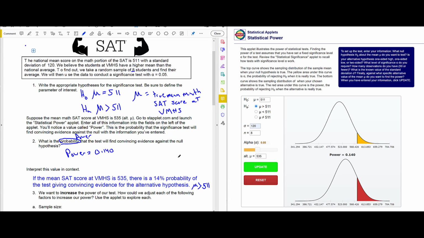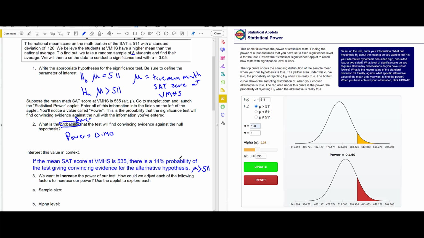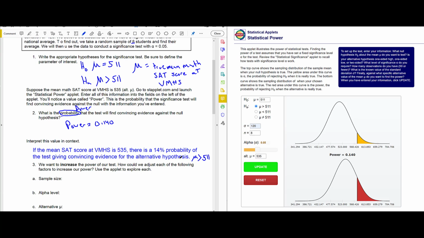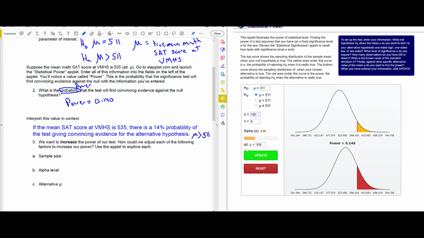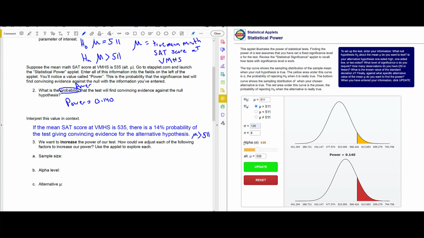So now let's look and see what we can do if we want to increase that power of our test. And how can we adjust those following factors to do so? So we can just use the applet over here to determine that. So let's look at that. So with this, let's see what would happen with sample size. So we got sample size of 8, and we're at 14%. So let's go down. Let's say we got 5.